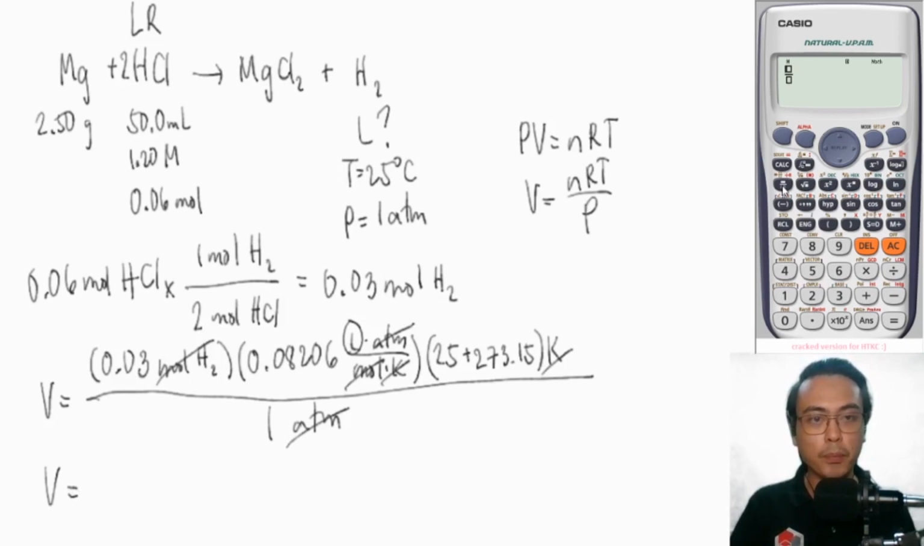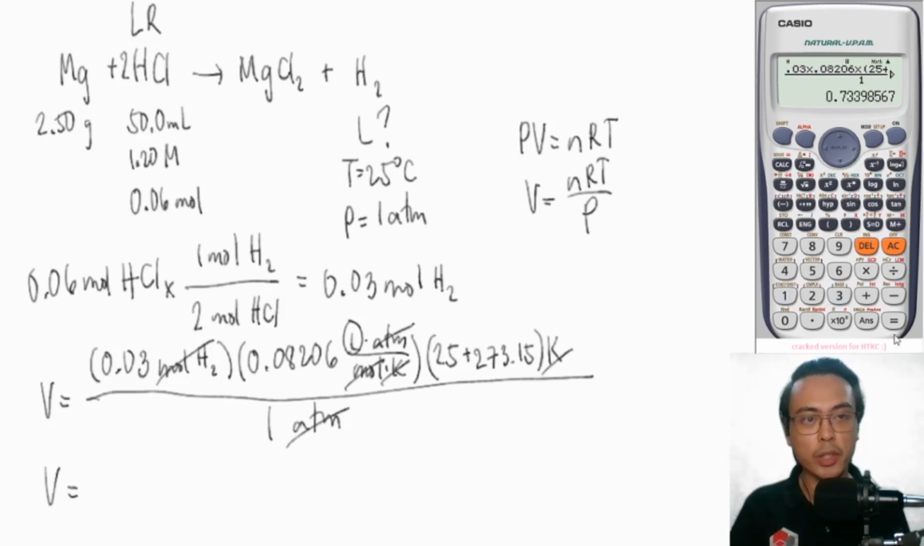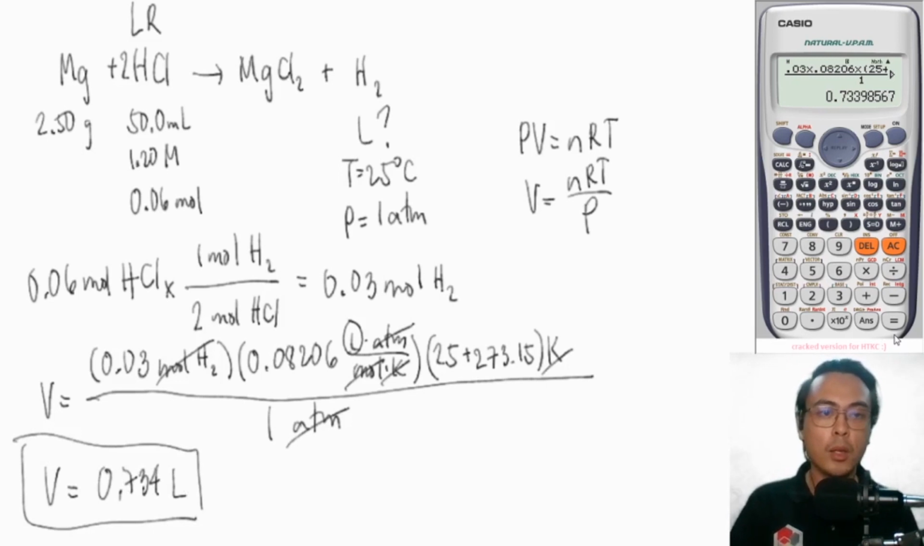That would be 0.03 times 0.08206 times 25 plus 273.15 divided by 1. That is 0.734 liters. Okay, that means that we can produce 0.734 liters of hydrogen coming from this reaction at 25 degrees Celsius and 1 atmosphere.